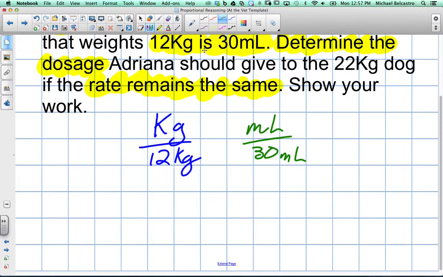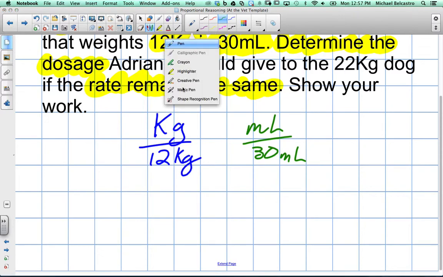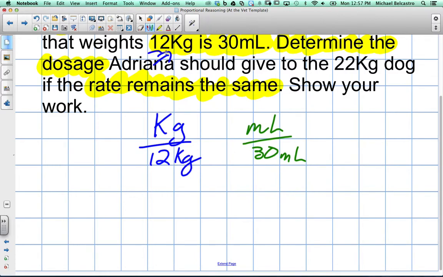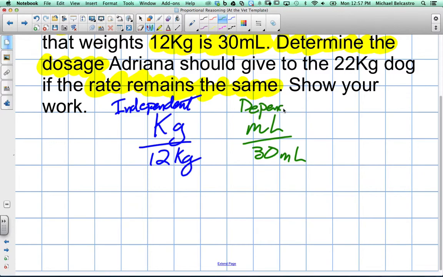And we need to figure out what our independent and dependent variables are. So it turns out that the dog's weight determines our milliliters, which means the weight of the dog is our independent variable, which then makes the dosage our dependent variable, which means this is our y-axis and this is our x-axis. This is historically what we use for each of those axes. The x goes on the independent, y on the dependent. Which would mean we have to find a rate.